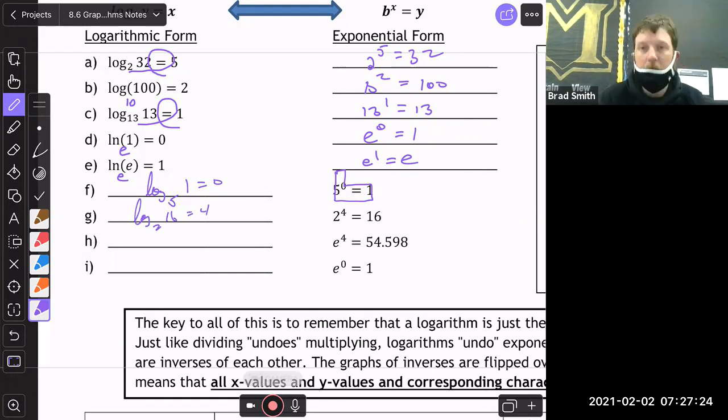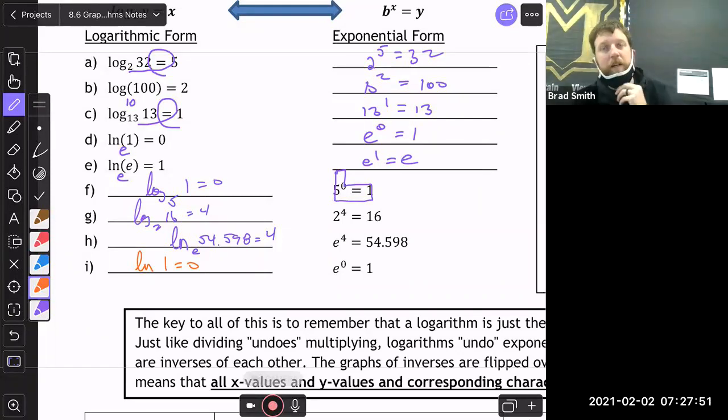Now with an e, all we're going to write is natural log. So instead of a log, we're going to do natural log. e to the 4th is 54.598, so natural log of 54.598 is equal to 4. And right now, if you want to put the e there, you can. You don't have to. And then natural log, the last one, of 1 is equal to 0. So if you're writing that natural log, that's the only time you're going to write it with an e. We'll use it later when we start solving things, but most of the time it's going to be with the e.